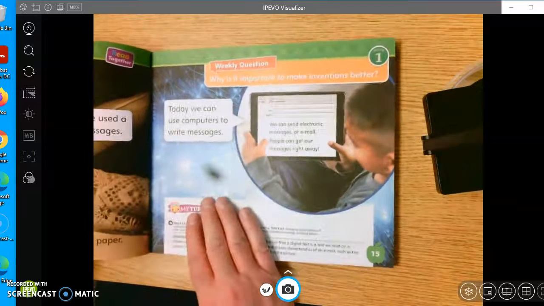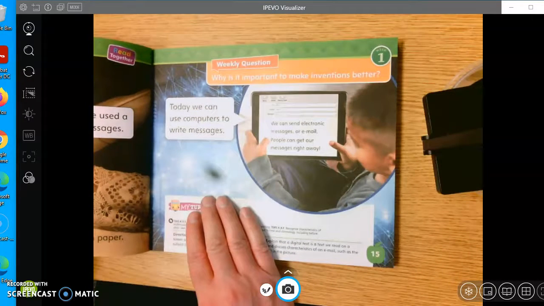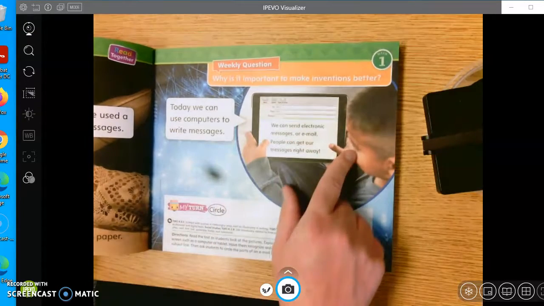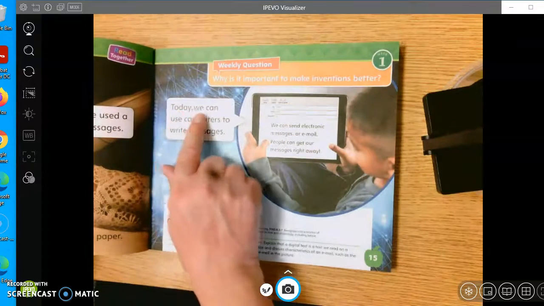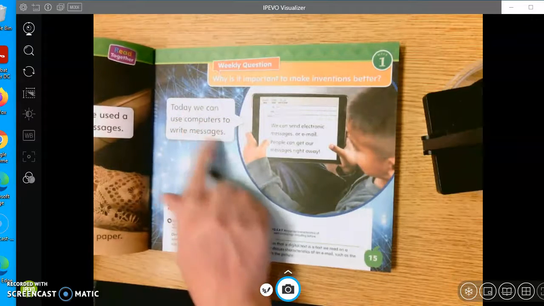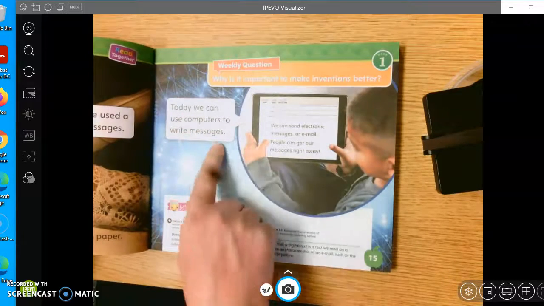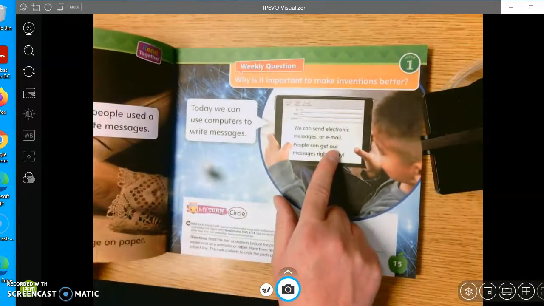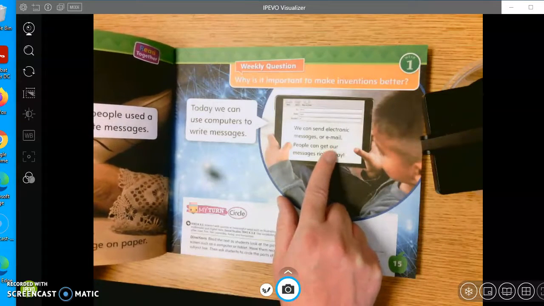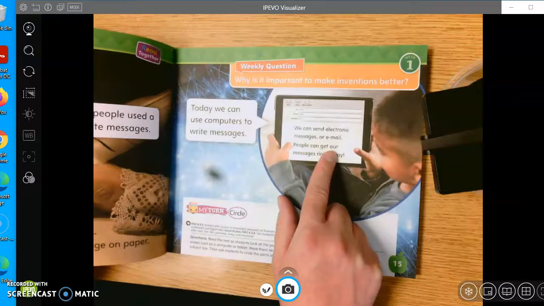Now, if we turn the page, here on page 15, I see a picture, completely different form of communication, something we're more used to now. What is that? That's a tablet, right? And what's on the tablet is an email. And the text here says, today we can use computers to write messages. Okay? So, do you see the difference here between the quill, the old way, and the new way? Which way would you rather communicate? The old way or the new way? Probably the new way, right? It's a lot quicker. But we can see the difference between something that was then and now.